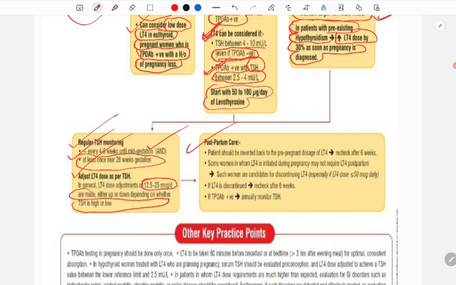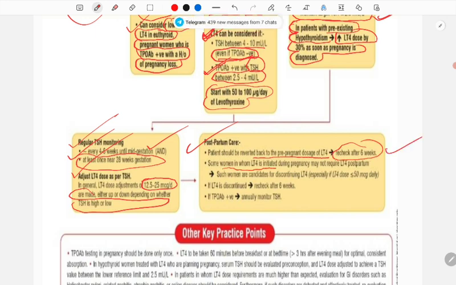Okay. For postpartum care, the patient should revert back to the pre-pregnant dose of levothyroxine. Suppose the pre-existing dose is 30 microgram, you increase it by 30% during pregnancy. So again, she has to come back to the pre-pregnancy levothyroxine dose. You have to recheck the thyroid function test after 6 weeks.